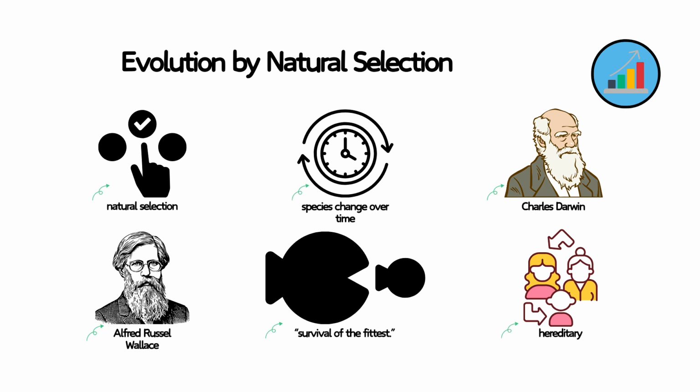Developed by Charles Darwin and Alfred Russel Wallace, this theory is often summed up by the phrase, survival of the fittest. Here's what that really means.